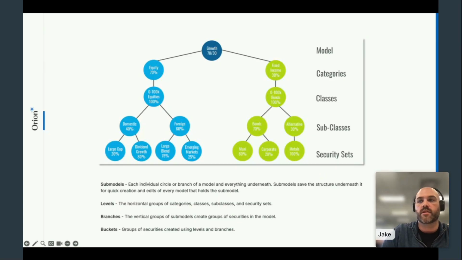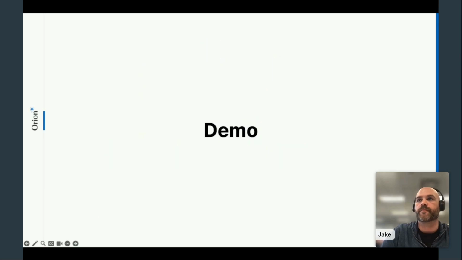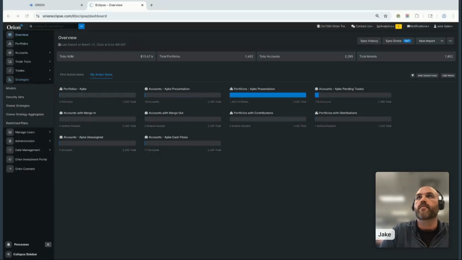The next thing that we are going to look at here is going to be bringing up Eclipse. So give me just a moment. Share my other screen. All right, here we go.